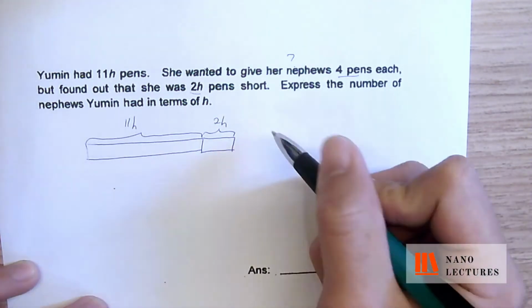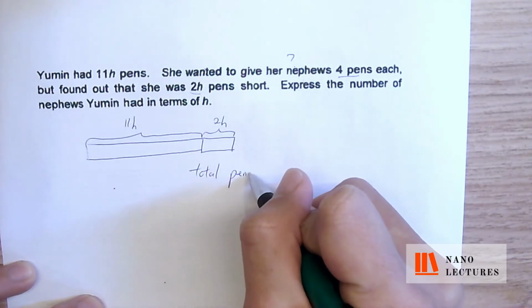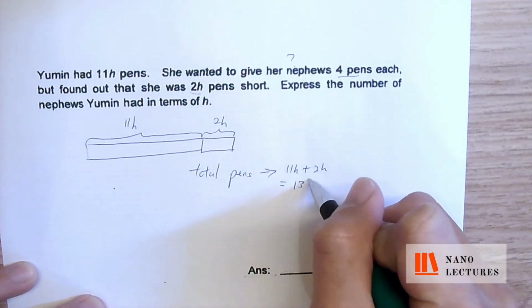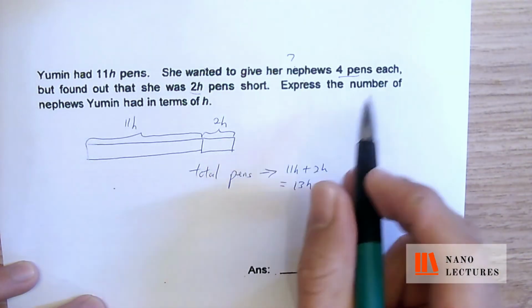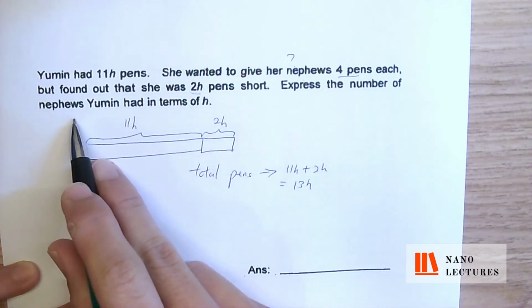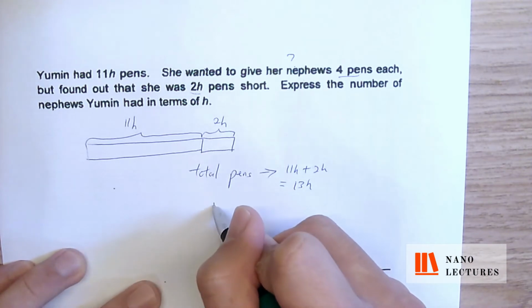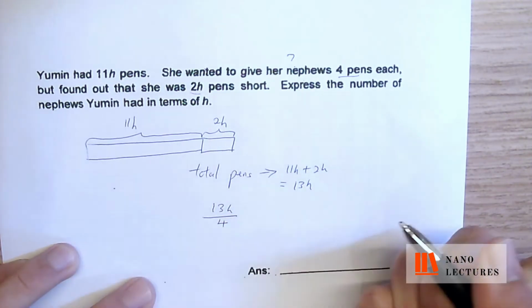Okay, so the first working, right, find out the total number of pens. So total pens, arrow, 11H plus 2H, and that will give us 13H. Okay, then with this total 13H, to find out the number of nephews, now she can finally give each nephew 4 pens. You take 13H divided by 4, and this will be the number of nephews.